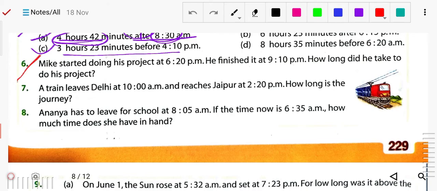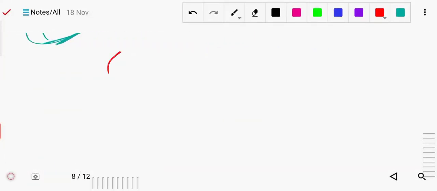Now next, question number 6. Mike started doing his project at 6:20 p.m. and finished at 9 a.m. How long did he work? This is the final time, this is the starting time. You have to find the duration, meaning how much time he has worked. So you can subtract these 2 times. So like this, number 6 you can do.